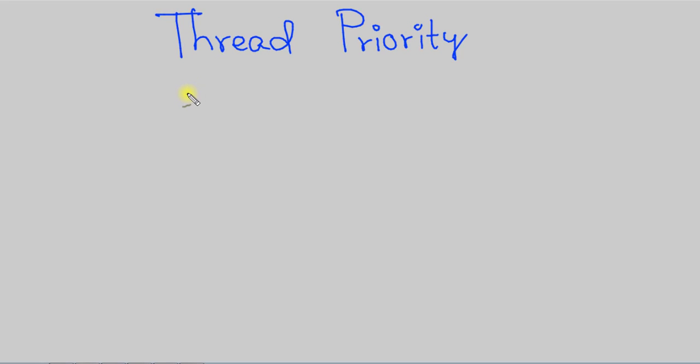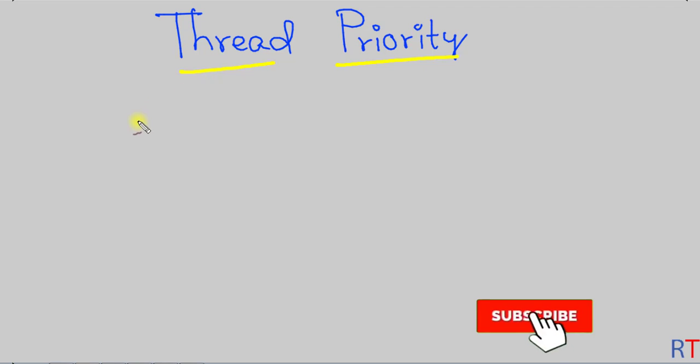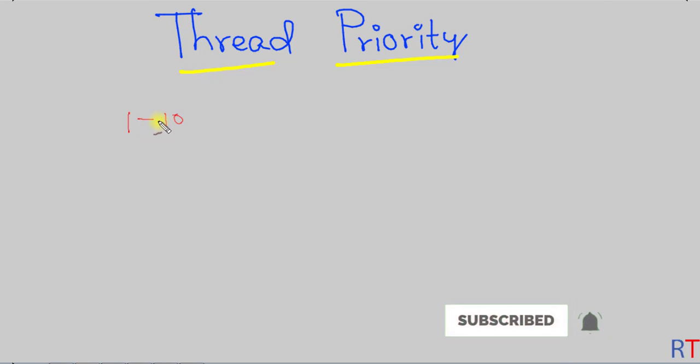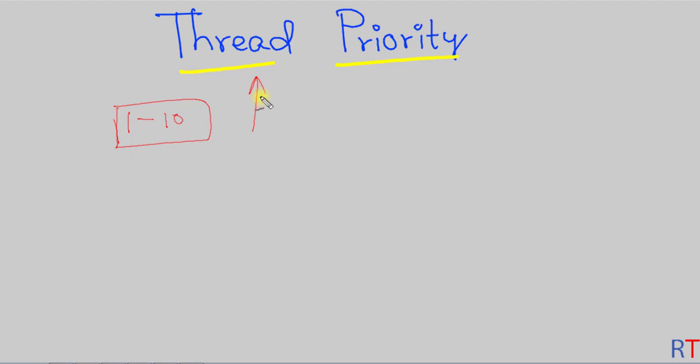Hey, what's up guys? In this video we're going to talk about thread priority in Java. Thread priority is a number ranging from 1 to 10 that defines how important one thread is with respect to another thread. The higher the number, the more important that thread is. And every thread in Java has some kind of priority associated with it.